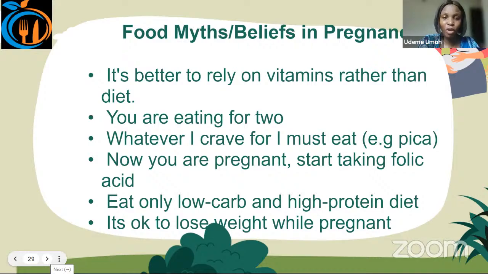Then the next wrong belief or myth is that you want to lose weight when you are pregnant. That's why it's important that you always know your weight before you get pregnant. Most of the time, when we're managing patients that have gestational diabetes, I always ask them, what was your pre-pregnancy weight? "I don't know. I can't remember."